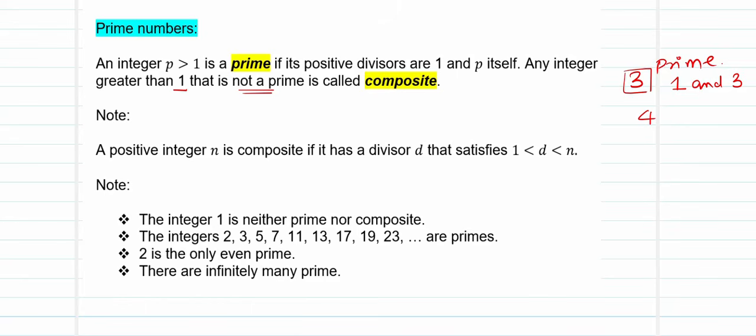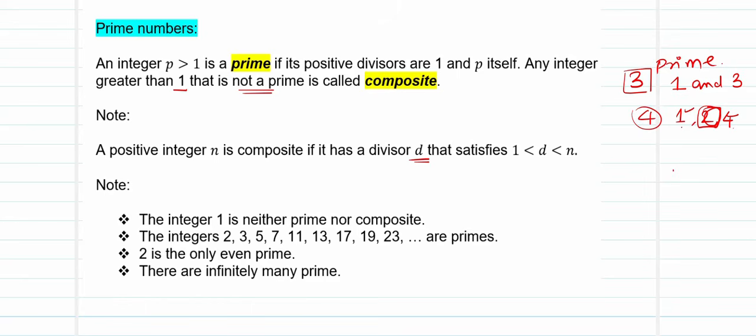How about 4? 4 is divisible by 1, 4 is divisible by 2, 4 is divisible by 4. So, apart from 1 and 4, there is one more number, 2, which is going to divide 4. So, what do you call a number which has divisors other than 1 and itself? You call it a composite number. A positive integer n is composite if it has a divisor d that lies between 1 and n. That's what we saw over here. Between 1 and n, there is some number that divides it.